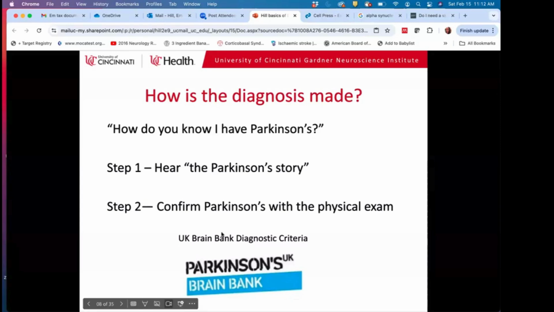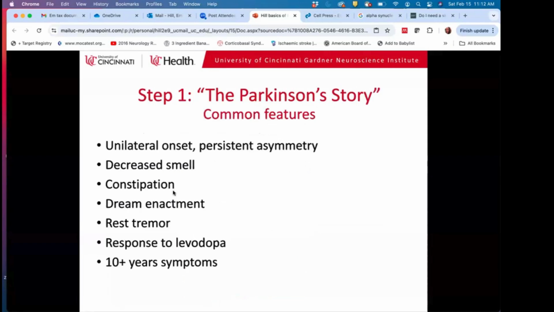This is the standard diagnostic criteria, the Parkinson's UK Brain Bank. Meaning they got a bunch of people with Parkinson's who donated their brains to science. When you look under the microscope, you see what they all have in common, which are those Lewy bodies and loss of brain cells in that substantia nigra. And then when you look at what they had in their symptoms, that's how we made the diagnostic criteria. Okay. The story usually starts on one side, the movement disorder or the tremor. Not everyone has tremor. It's not required to have tremor to have Parkinson's disease.